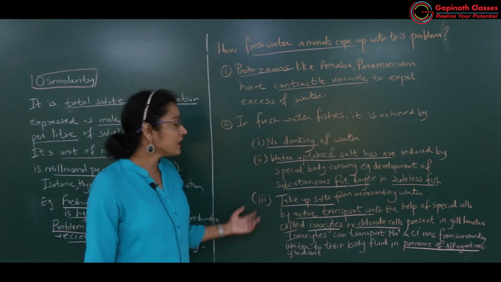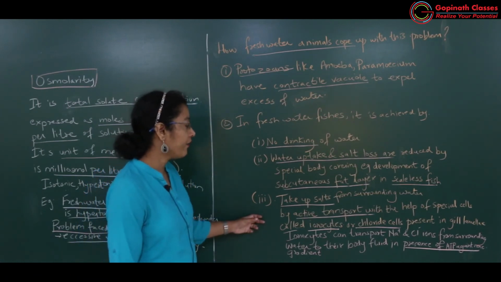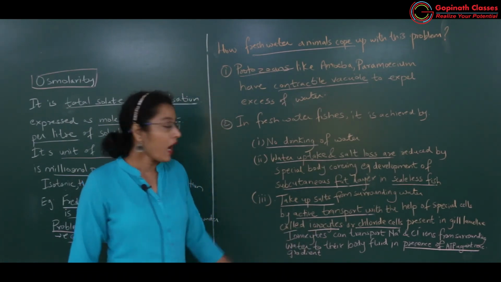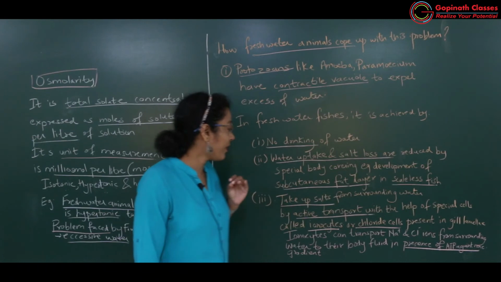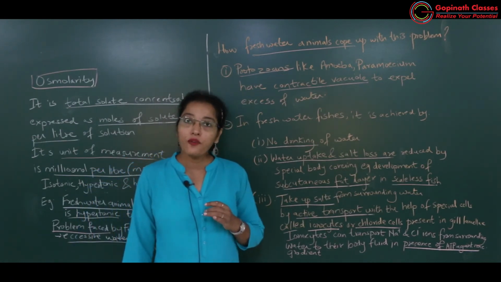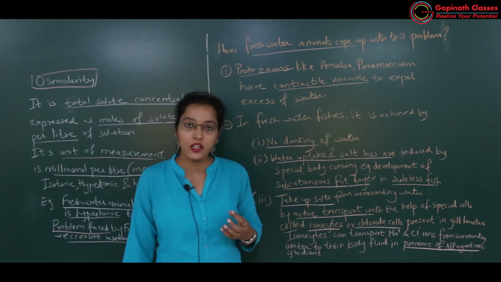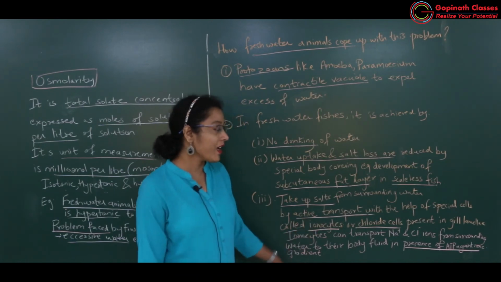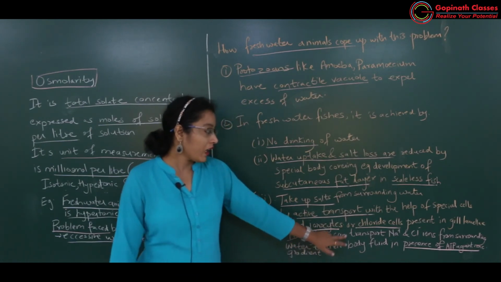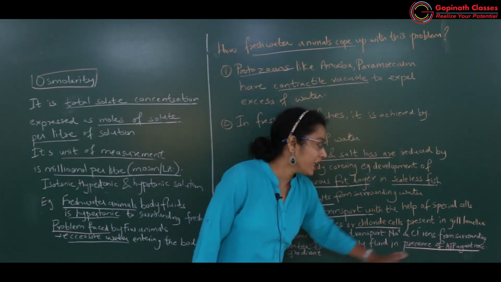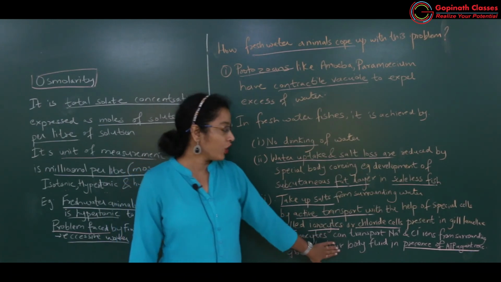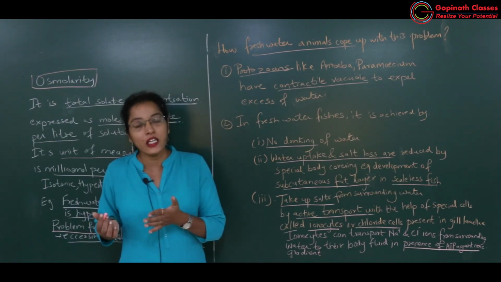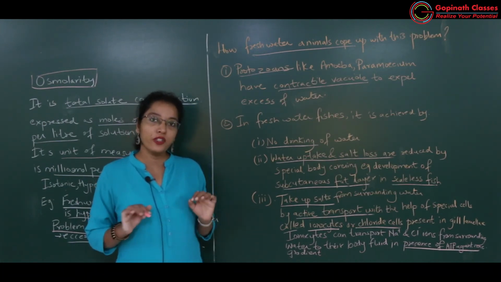Then the third adaptation seen in them: they have special cells known as inocytes. Inocytes are special cells present in freshwater fishes which utilize energy, means ATP molecules. Using that, what will these inocytes do? They will transport Na positive and Cl negative ions from the surrounding water to the body fluids. So Na positive and Cl negative ions will enter the body fluids because of these inocytes.